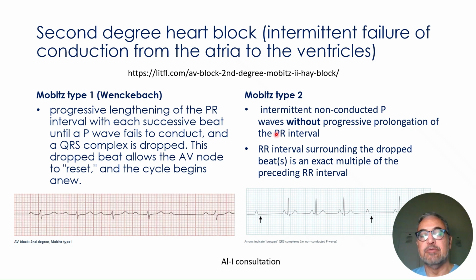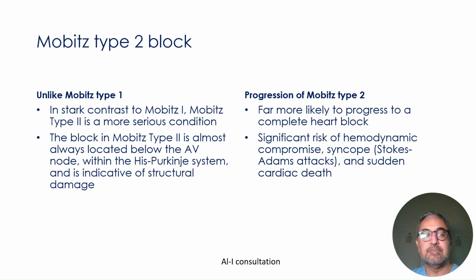Mobitz type 2 is intermittent non-conducted P waves without progressive prolongation of the PR interval. The RR interval surrounding the dropped beats is an exact multiple of the preceding RR interval. Mobitz type 2 block, unlike Mobitz type 1, is a more serious condition.